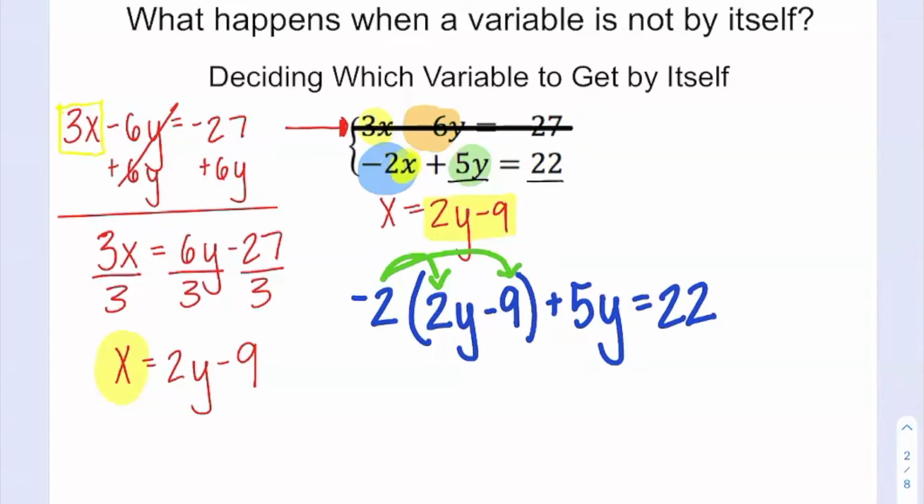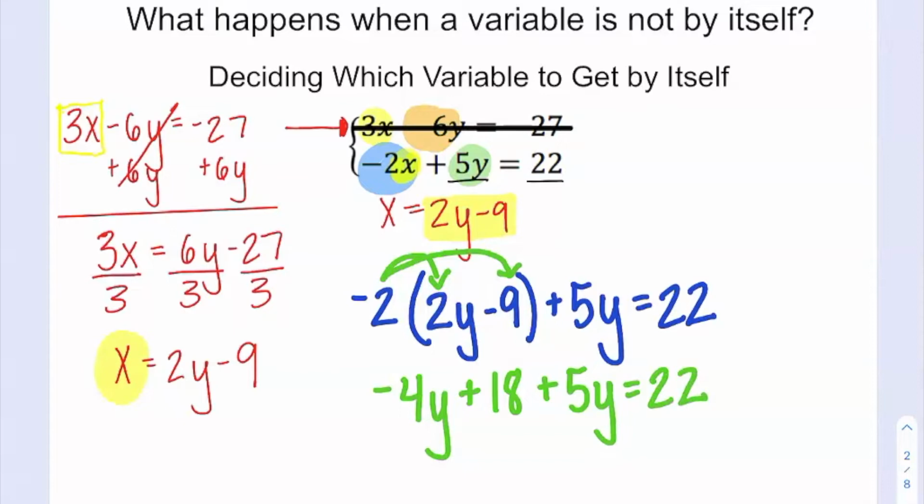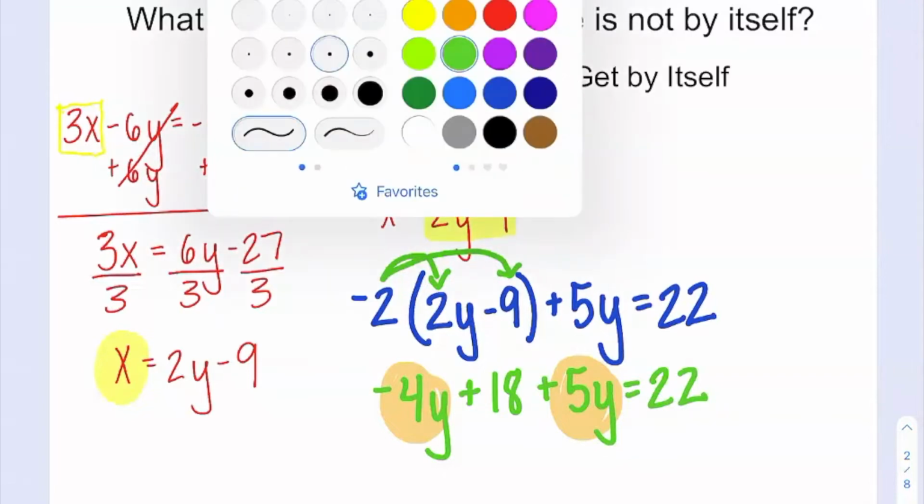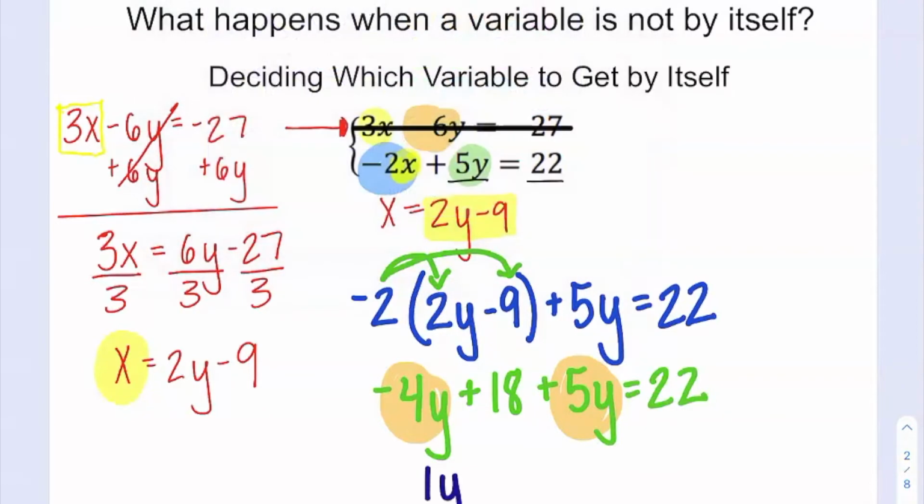Negative 2 times 2y is negative 4y. Negative 2 times negative 9. A negative times a negative is a positive, so plus 18 plus 5y is equal to 22. Then we have terms that we can combine, so a negative 4y plus a 5y. Negative 4y plus a 5y gives us 1y. If you want to write 1y, just to remind yourself, 1y plus 18 is equal to 22.